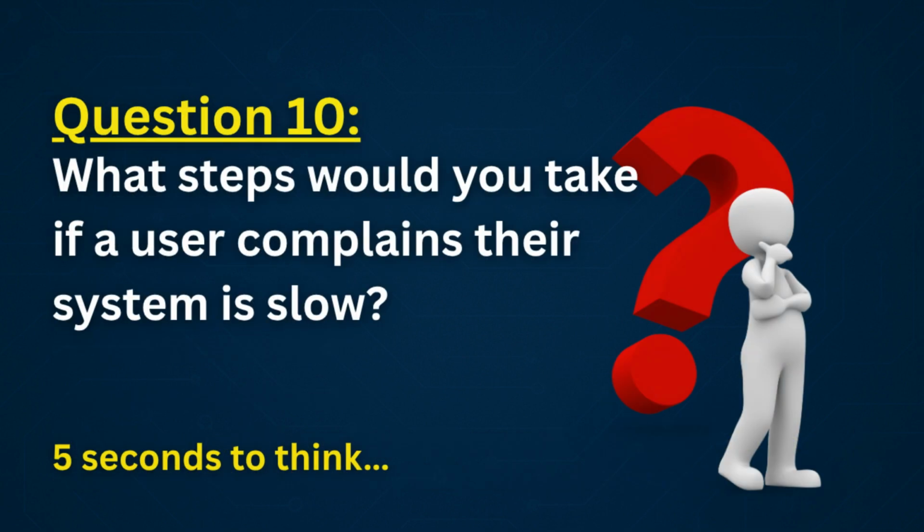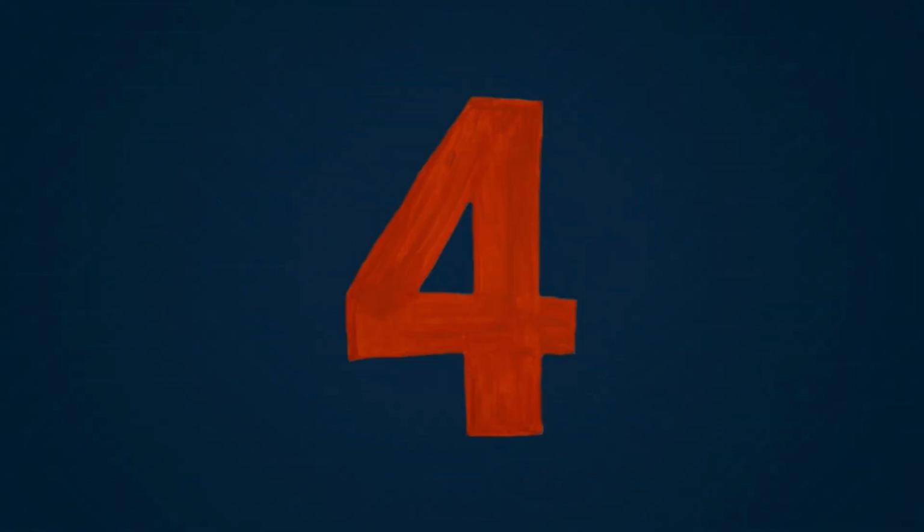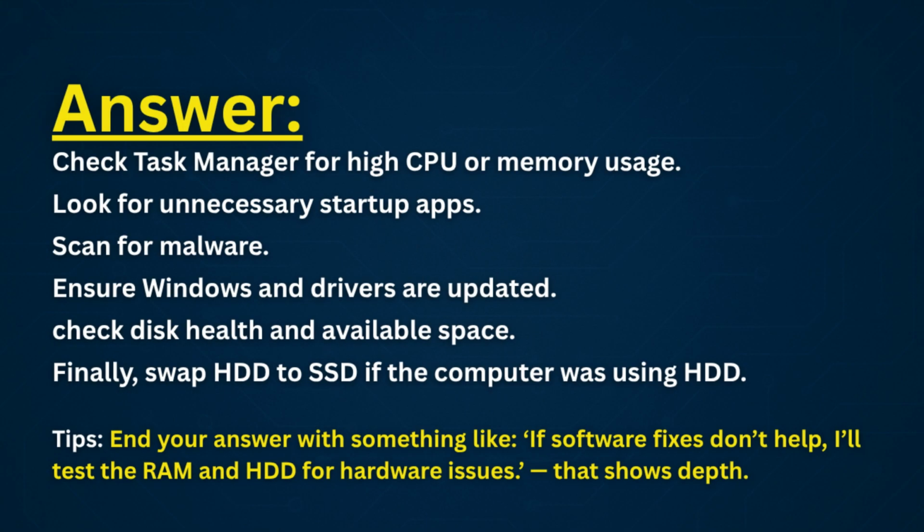Question 10. What steps would you take if a user complains their system is slow? You've got 5 seconds to think. Check Task Manager for high CPU or memory usage. Look for unnecessary startup apps. Scan for malware. Ensure Windows and drivers are updated. Check disk health and available space.